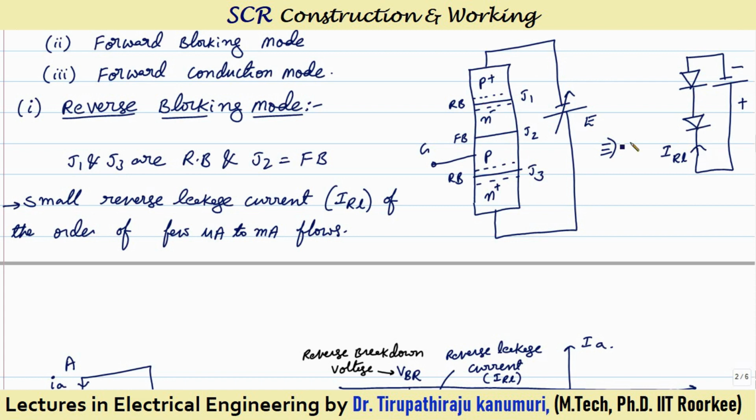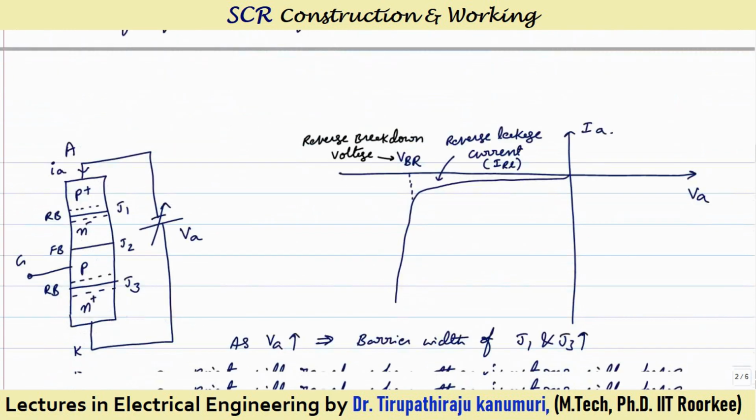Under these conditions, when the junctions are reverse biased, as we have seen in the diode, only a small leakage current will pass. This leakage current passes under reverse bias condition, so we call it the reverse leakage current. I am representing it by IRL, of the order of a few microamperes to milliamperes. It depends on the rating of the device. The more the rating of the device, the more the leakage current, because the area is more and more carriers can pass. So it will be of the order of micro or milliamperes.